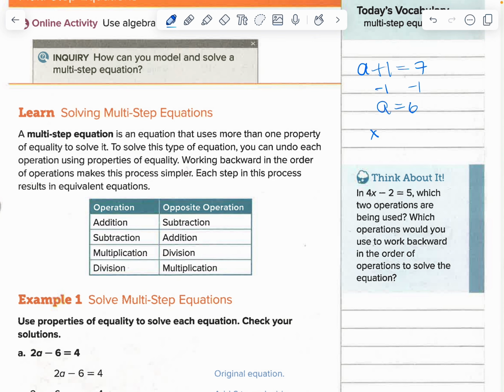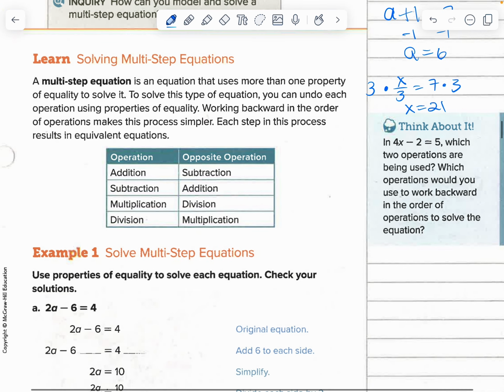Or if we have x over 3 equals 7, we would multiply because the opposite of division is multiplication. Okay? But now what we're going to be doing is doing two of these things in the same equation. So we are going to work with 2a minus 6 equals 4.